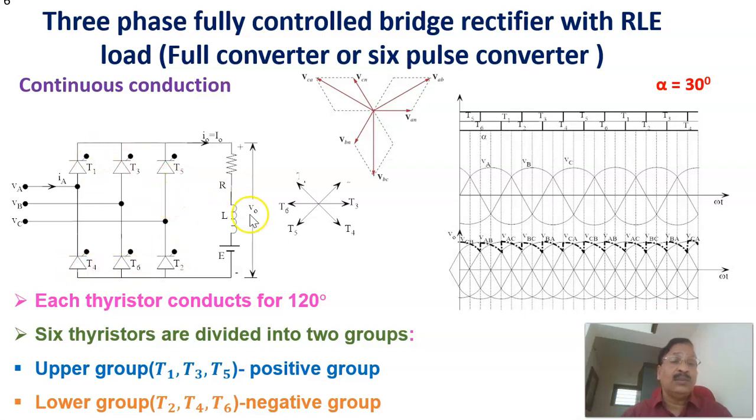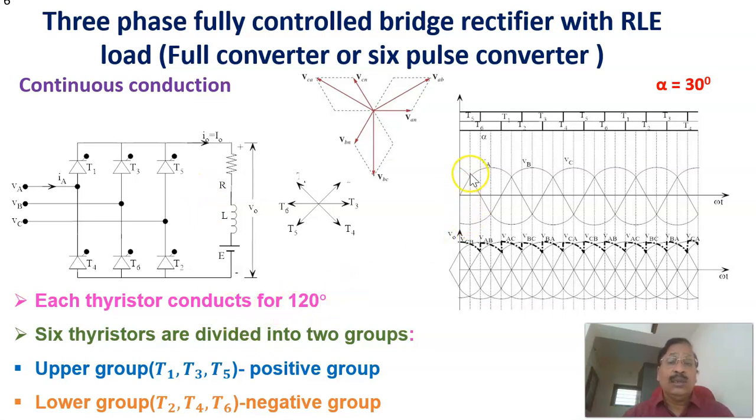Why is it marked like that? The firing sequence is like this: T1, T2, T3, T4, T5, T6, T1, T2, like that. In order to make the firing sequence in that order, we are numbering them T1, T3, T5, T2, T4, T6. And this is the odd group. Out of these, each thyristor will be conducting for 120 degrees.